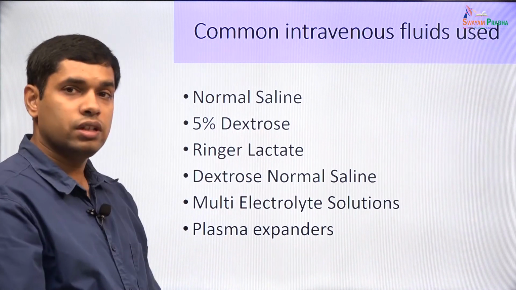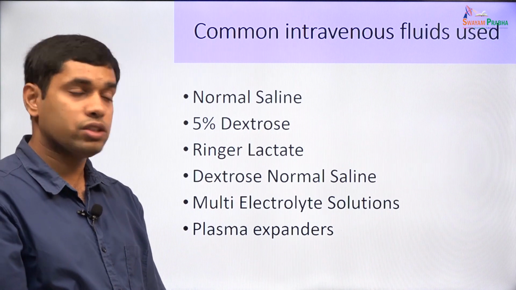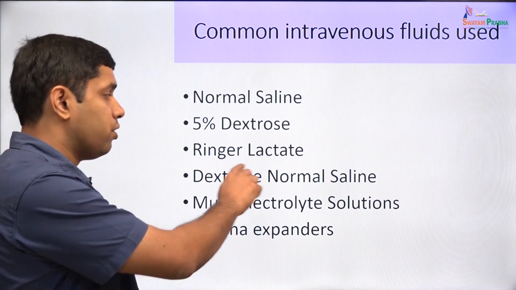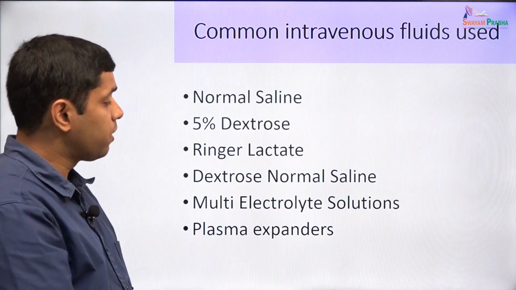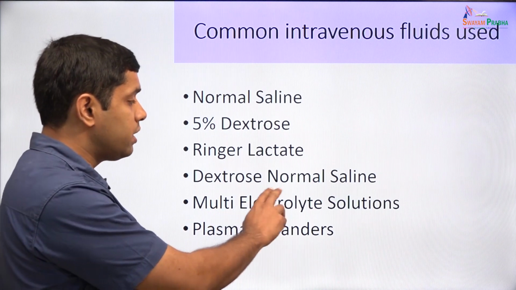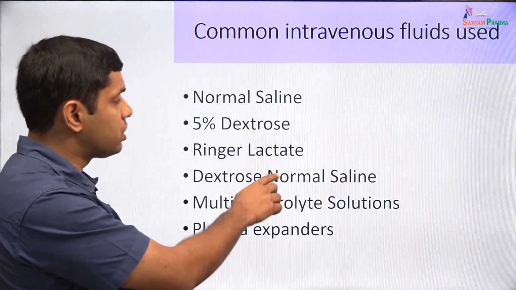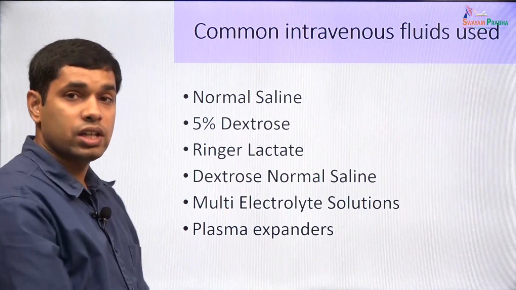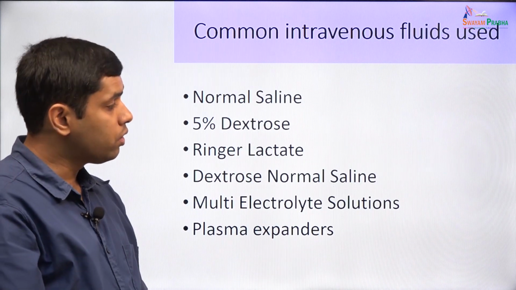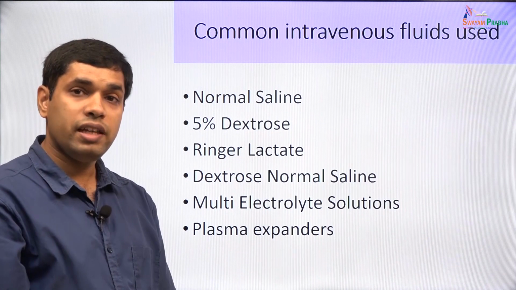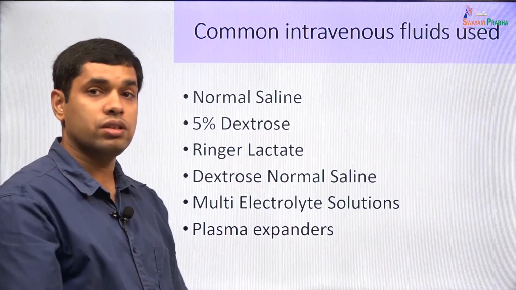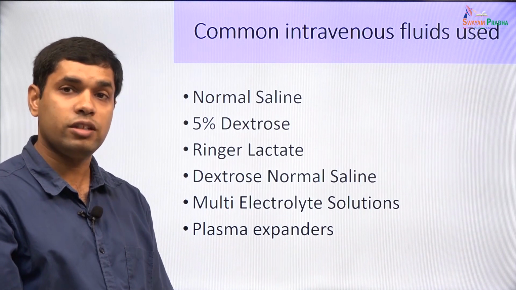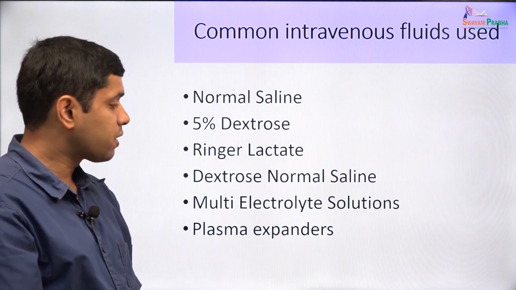5% dextrose is a solution that contains only dextrose. We could have ringer lactate which contains many other electrolytes. We could also have DNS or dextrose normal saline which contains a mixture of dextrose as well as normal saline. In case we want to replace the entire electrolytes, we could use a multi-electrolyte solution such as the commercially available isolyte P or ivolyte P.